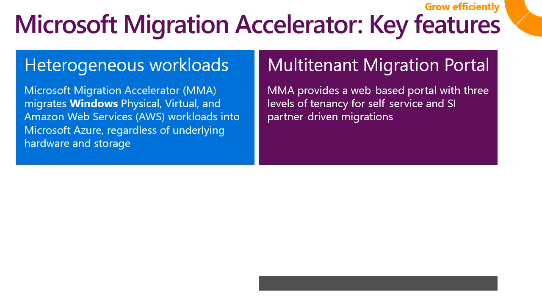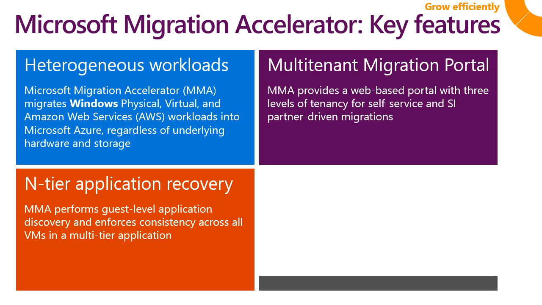Now, what we can also start doing with the Microsoft Migration Accelerator is perform guest level application discovery. So we can start ensuring that there's consistency across all of the virtual machines in a multi-tier application. In this case, you may have virtual machines that have dependencies on each other, and you don't want to move one from one network to another if it's going to have an impact on that application maybe not performing well or maybe not performing at all.